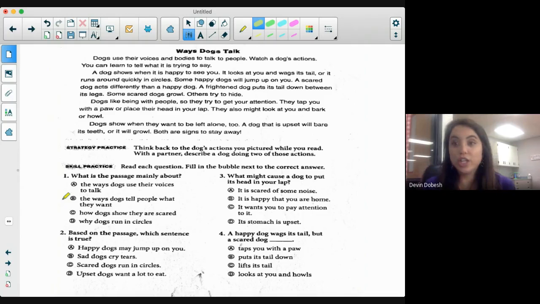Well, here's a trick, friends, and this is super important to remember. Usually the first and or the second sentence are the same idea. They're telling you the main idea of what the passage is going to be about. So I'll go back up here again and I'll say, oh, I see dogs use their voices and bodies to talk to people.